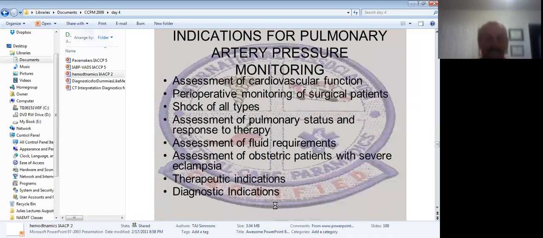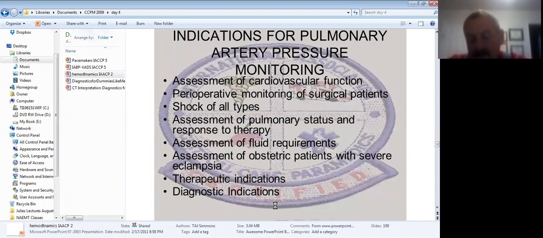So these are some indications. Again, the most important one is the third one down there, shock of all types. Remember that you have to think of pulmonary artery catheters like you would Levophed. You don't put pulmonary artery catheters in patients that aren't sick. It just doesn't happen.